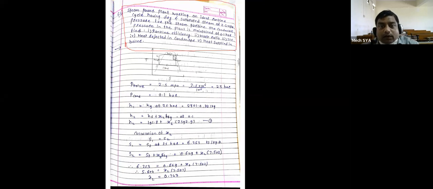Steam power plant working on ideal Rankine cycle. Ideal Rankine cycle means theoretical Rankine cycle where we are not considering any kind of losses. The steam power plant has dry and saturated steam at 2.5 megapascal pressure for the steam turbine. The condenser pressure in the plant is maintained at 0.1 bar. Find Rankine efficiency, work ratio, specific steam consumption, fourth heat rejected in condenser, fifth heat supplied in boiler.